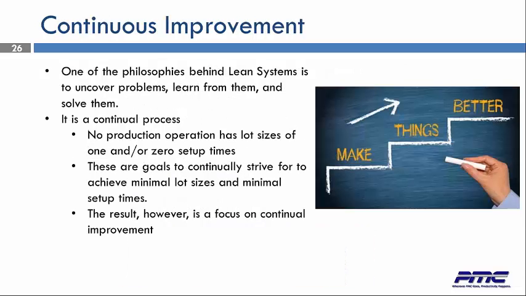The final but the most important part of having a lean system is striving for continuous improvement. One of the philosophies behind lean systems is to uncover problems, learn from them, and solve them. It is a continual process. No production operation has a lot size of 1 or 0 setup times. But these are the goals to continuously strive for, to achieve minimal lot sizes and minimal setup times. The result is a focus on continual improvement.